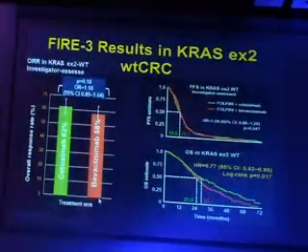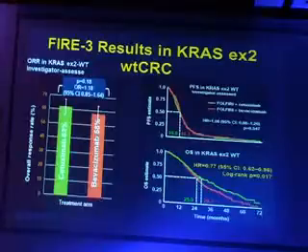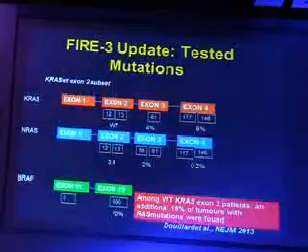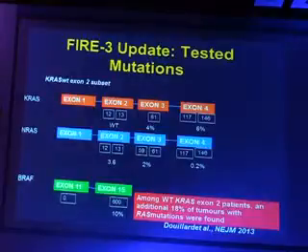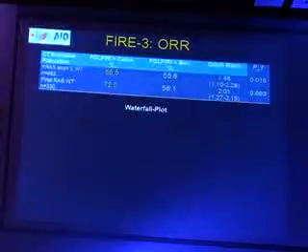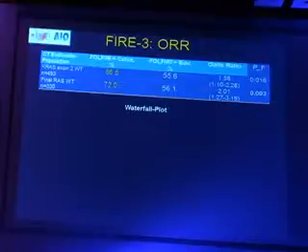Similar results were seen with the FIRE3. FIRE3 initial results were on exon 2 mutations. You couldn't see significant improvement in responses or progression-free survival. The overall survival in the KRAS exon 2 wild-type was only a 3-month improvement. However, when they did the pan-RAS analysis, they found that within the exon 2 KRAS wild-type there were 20% who were RAS mutant, and when they did the reanalysis, you can see the overall responses improved to 72%, and that was statistically significant.